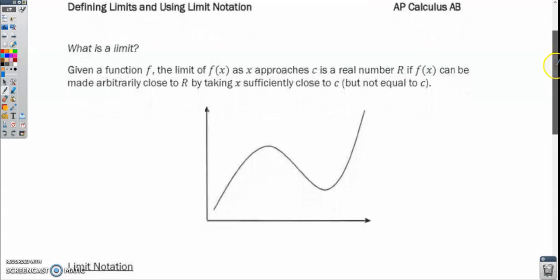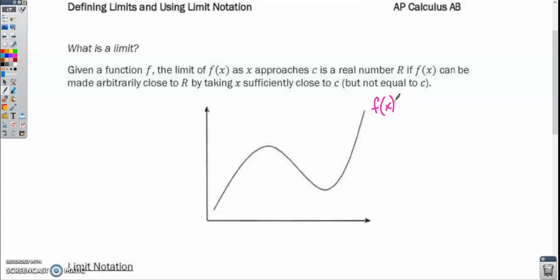So here we go. First, the definition of a limit. What is a limit? Given a function f, so let's call this function right here f of x that I've drawn. The limit of f of x as x approaches c is a real number r if f of x can be made arbitrarily close to r by taking x sufficiently close to c, but not equal to c.